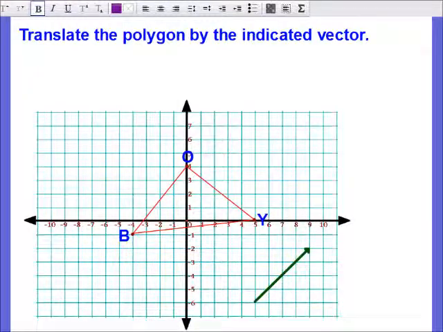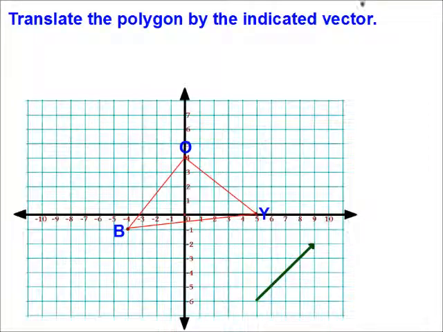Hello, this is Miss Chambers, and I'm going to show you how to translate a polygon by using the coordinate plane and a vector. So here the problem says translate the polygon by the indicated vector. And remember, the vector is the arrow that tells you the distance and the direction of your translation.